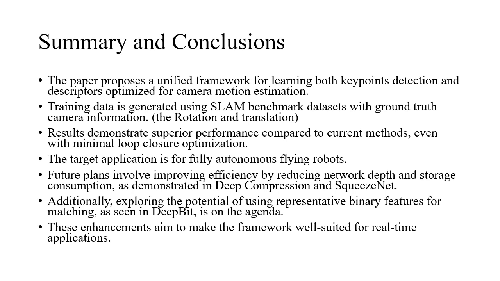The results from the experiment demonstrate superior performance compared to the current existing methods, even with minimal loop closure optimization. The target application is for fully autonomous flying robots, but the paper mentions that it should be able to generalize to other autonomous robots. Future plans involve improving efficiency by reducing network depth and storage consumption with accuracy as the trade-off, as demonstrated in deep compression or SqueezeNet.